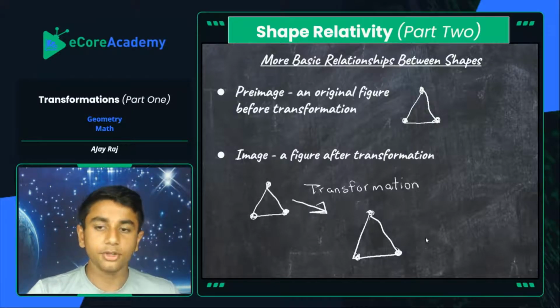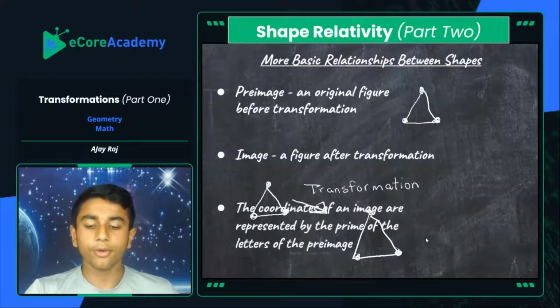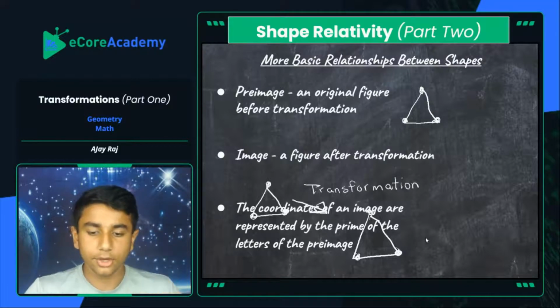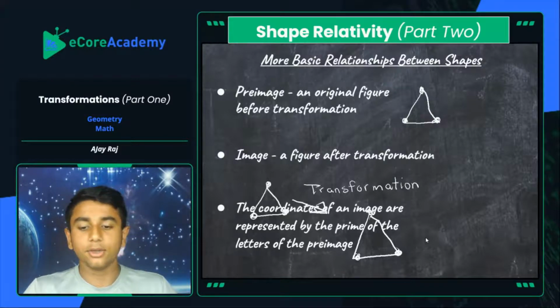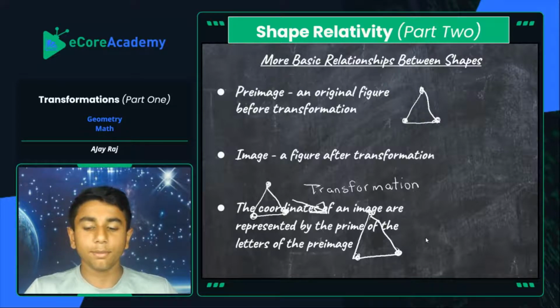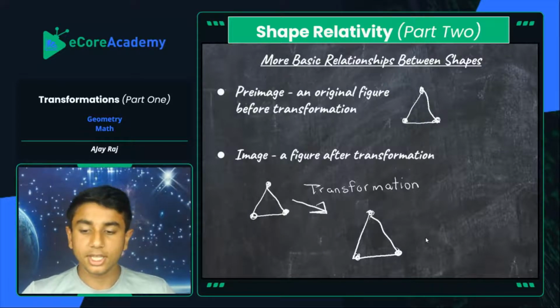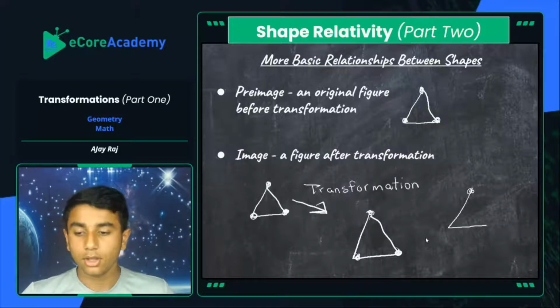All right, let's move on. Before we move on to that, I'm sorry if this is a bit cut off, but the coordinates of an image are represented by the prime of the letters of the pre-image. What that's basically saying is, if you're given this triangle here, and you're trying to map it to this other image, so this is your pre-image, and you're trying to map it to this image of a triangle here, the image of this pre-image.